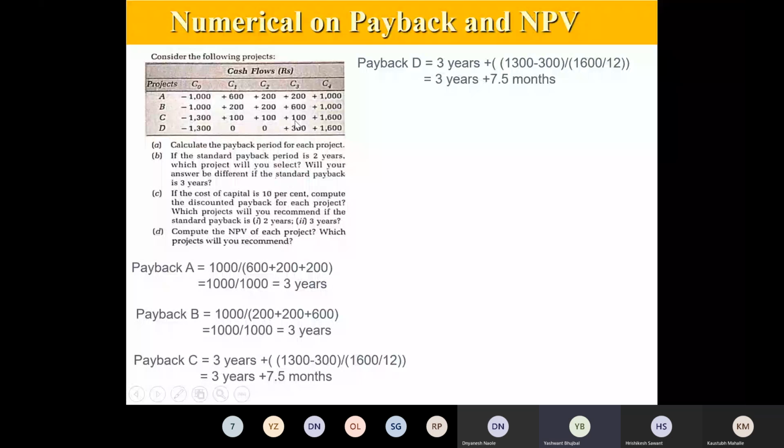7.5 months, sir. You are going to have an inflow in the final year. So how much are you going to cover in 1 month in that period? If it is uniformly attained, 1,600 divided by 12, no? How much we are going to earn every month will be 1,600 divided by 12.